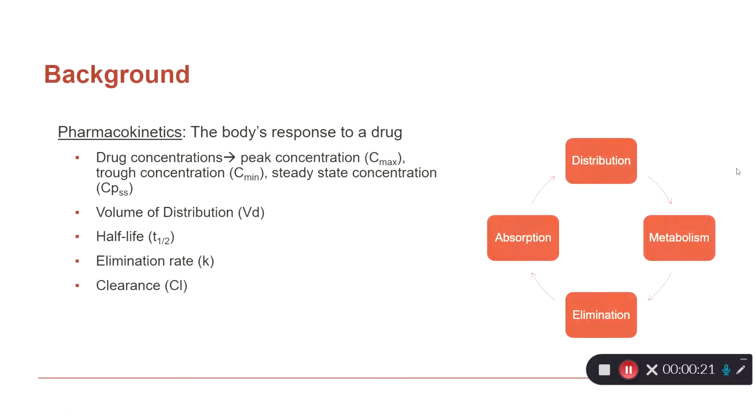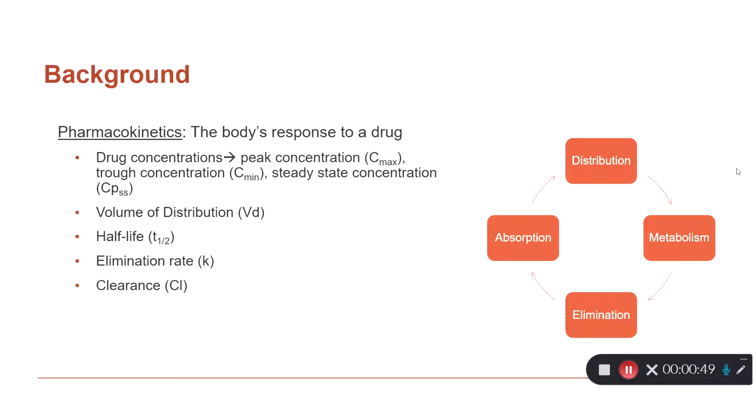And so just to give a little bit of background on pharmacokinetics, this is really the branch of pharmacology that looks at the body's response to a drug. And so with that, we will look at different phases of how the drug is interacting in the body. So we'll have absorption here, how the drug is actually getting in, distribution or how it's spreading throughout the body. We'll have metabolism, or how it's getting broken down, and elimination from the body.